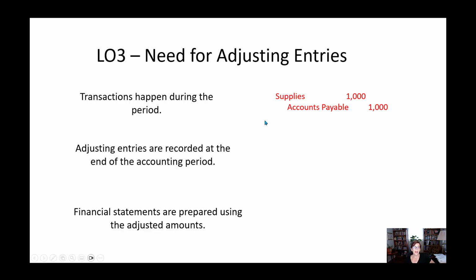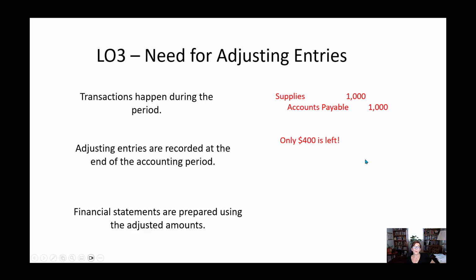Now, what happens is, during the period, these supplies are getting used up, right? But every time somebody goes and, say, takes a ream of paper out, they're not going to be making a journal entry for that, right? That would be very cumbersome. So what they're going to do at the end of the period is the company's going to say, all right, how much do we have left in our supply cabinet? Oh, we only have $400 left. Okay, well, we can't be showing an asset of supplies on our balance sheet of $1,000 when we only have $400 left. So we have to make an adjustment.